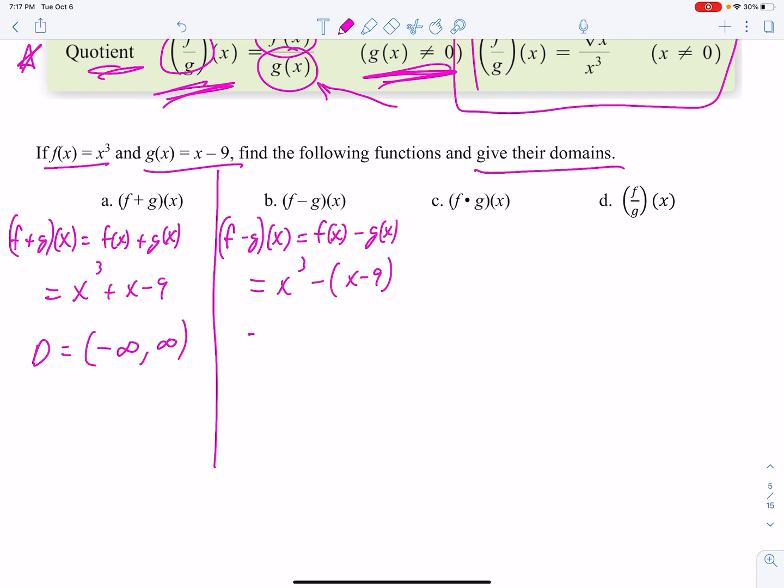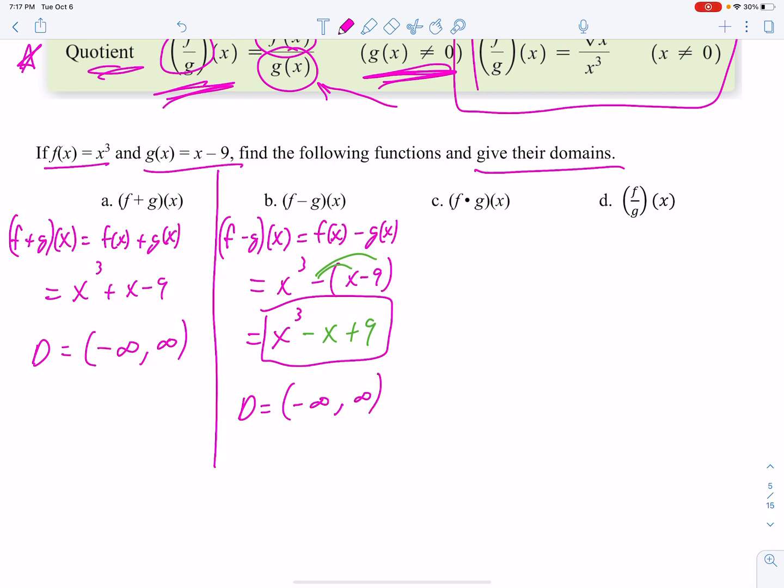We need to do that because, watch, for x cubed, we need to distribute that negative 1. In other words, share the negative 1 with everything inside the parentheses. In other words, multiply, right? So it's going to be minus x plus 9. But that is still a polynomial, which means the domain is still negative infinity to infinity. Again, the domain of any polynomial is all real numbers, or negative infinity to infinity.